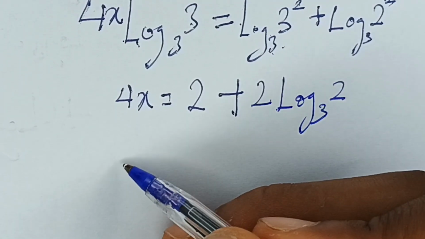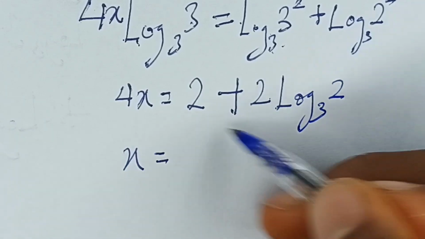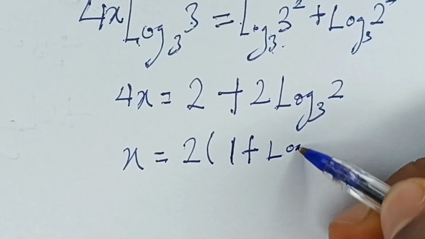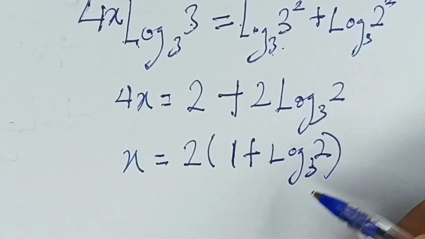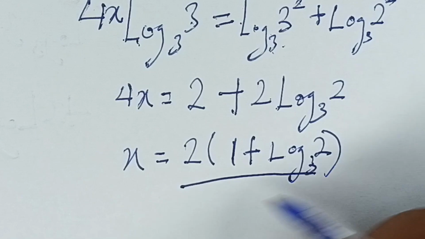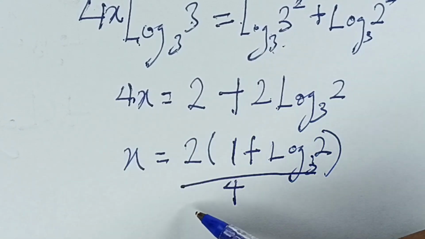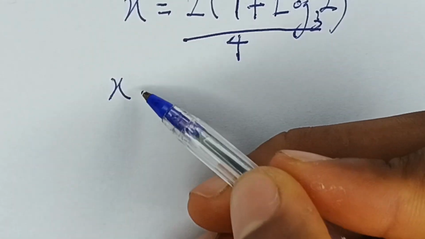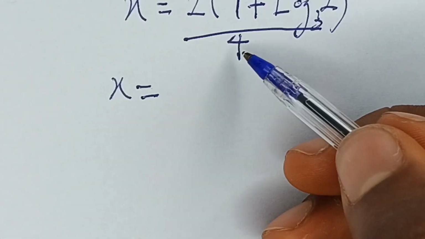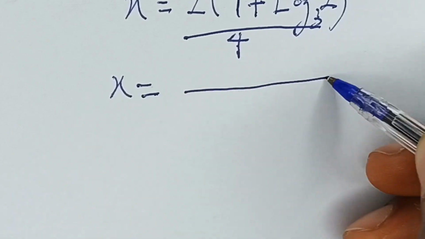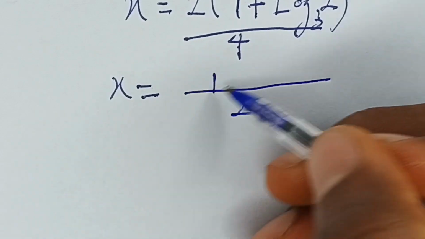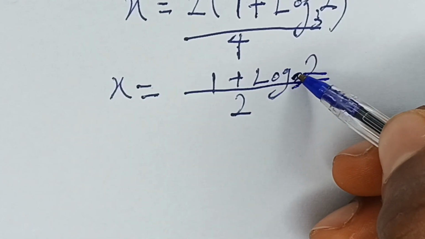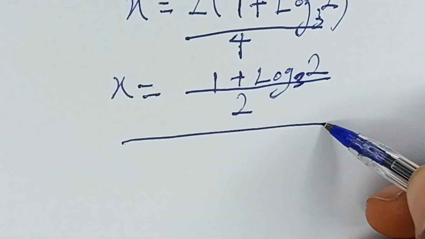Now moving on from here, we can say that x is equal to, factoring out what is common here, 2 into 1 plus logarithm of 2 to base 3, all divided by 4. Because this 4 cancels on both sides. So x here will become equal to 2 divided by 4, which is 1 over 2, times 1 plus logarithm of 2 to the base 3. So this becomes your final answer to this question.